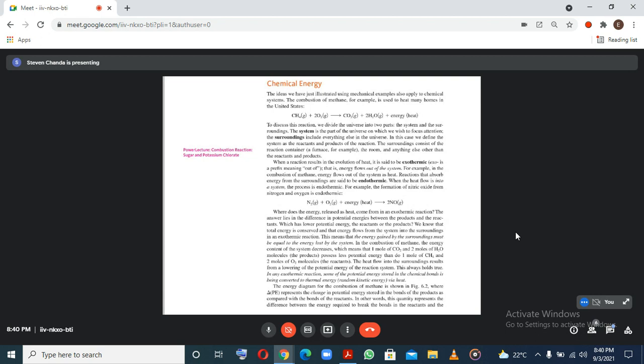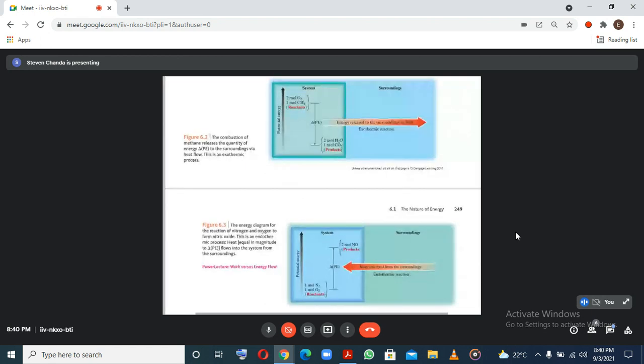These pictures show what happens in an exothermic reaction. In the energy diagram, you see that for an exothermic reaction, the reactants are at a higher potential energy than the products. Why is that so? It's because the reactants have lost energy, so the products are at a lower energy level. So that's about an exothermic reaction.